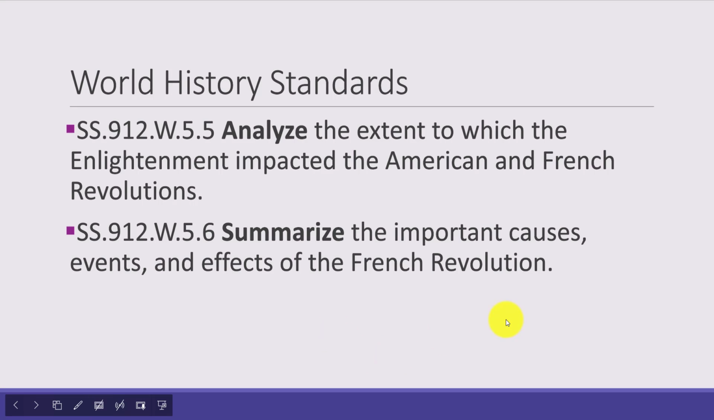Alright, so in this particular unit we're looking at analyzing the extent to which the Enlightenment impacted not only the American but also the French Revolution, but then also being able to summarize those important events and what caused the French Revolution and how it affected France in the end, right?